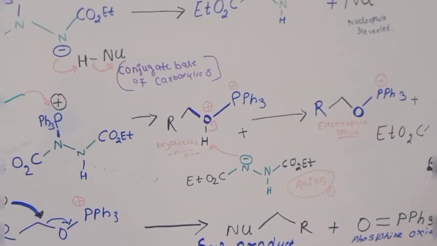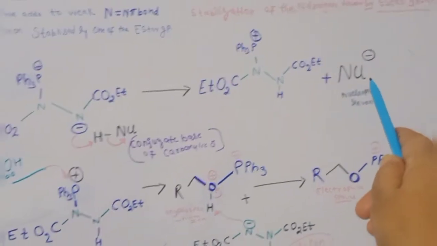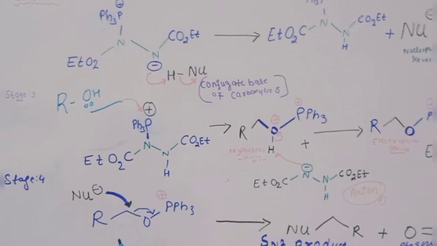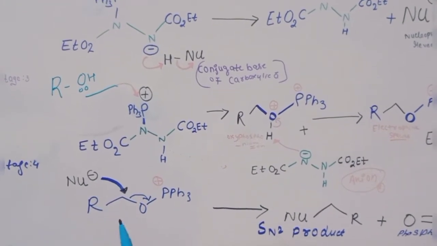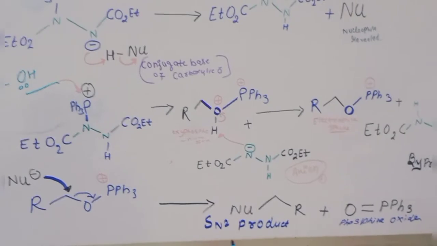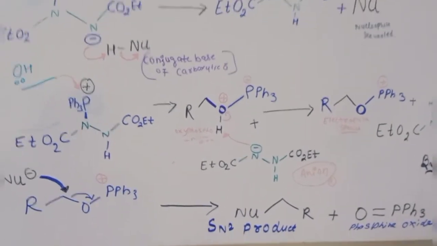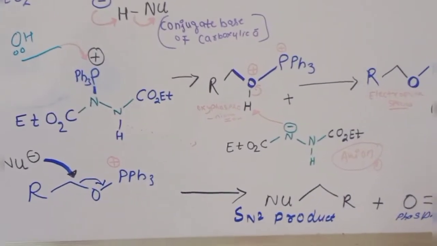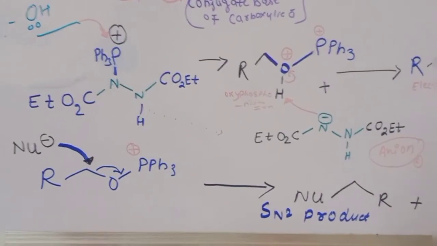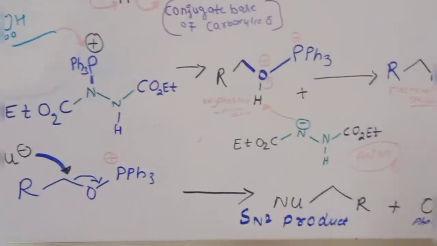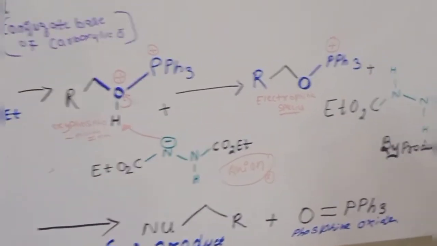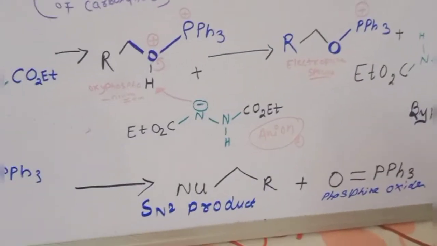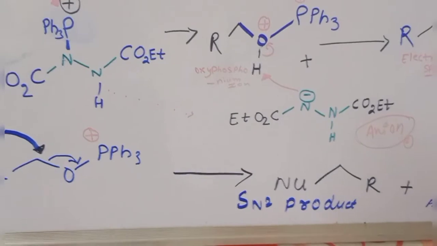And finally, the nucleophile which is formed in the second step will come and attack this electrophilic species ROPPh3. So we will have a product which has the reverse configuration of the first one: our OH group was present on the right hand side, and here it is present on the left hand side. So I hope this reaction is clear for you, and we will have the byproducts as the reduced DAD and phosphine oxide, and our nucleophilic product. I hope this is clear.